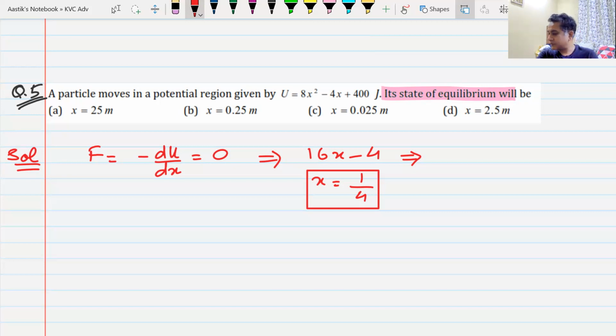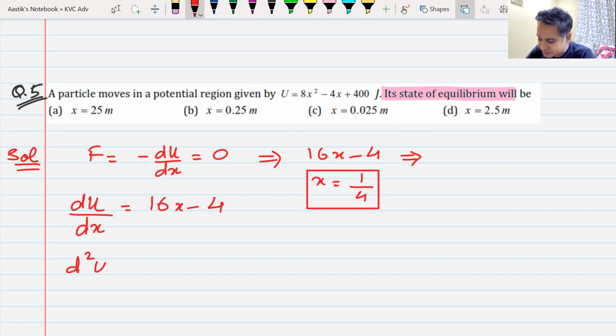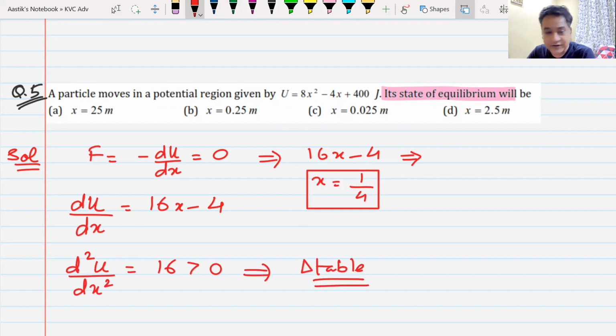Sir, it's stable equilibrium. Why is it stable equilibrium? Guess. Sir, if you differentiate it again, it is positive. Yes, you find the first derivative, du by dx. That is the point I wanted to make. It is 16x minus 4. If I double differentiate it, d2u by dx squared, it comes out to 16, which is greater than 0. That means this has to be a stable equilibrium. Do we understand this?